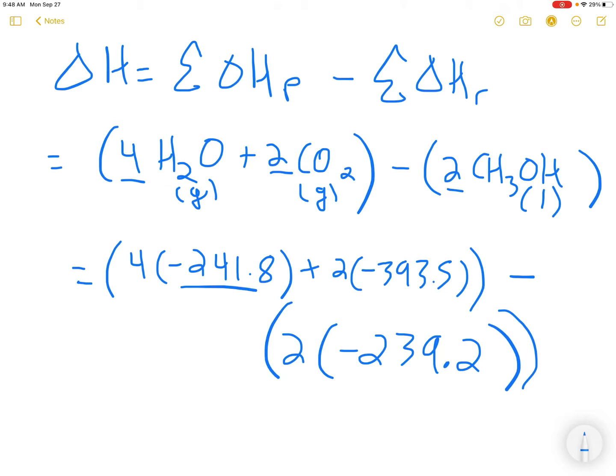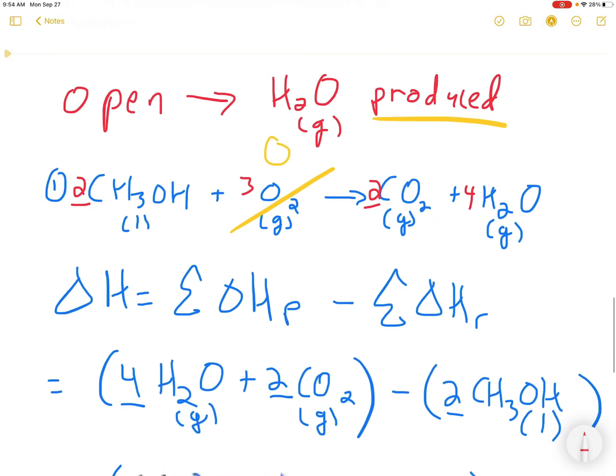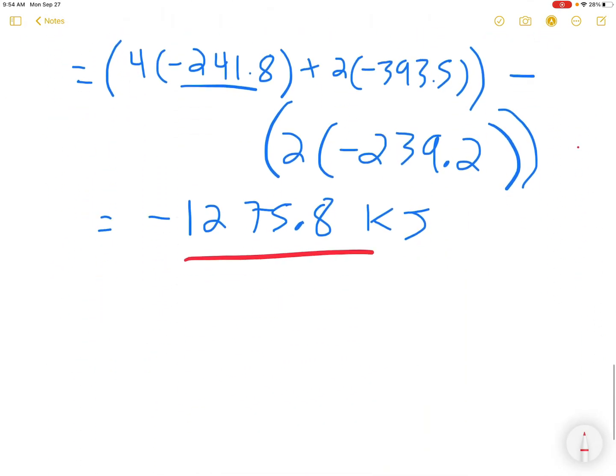And when we tally that up, we get a total enthalpy change of reaction of negative 1275.8 kilojoules. So that's the amount of energy that's released when 2 moles of methanol are reacted. But what is it per 2 grams? So what we do is we write a proportion equation.